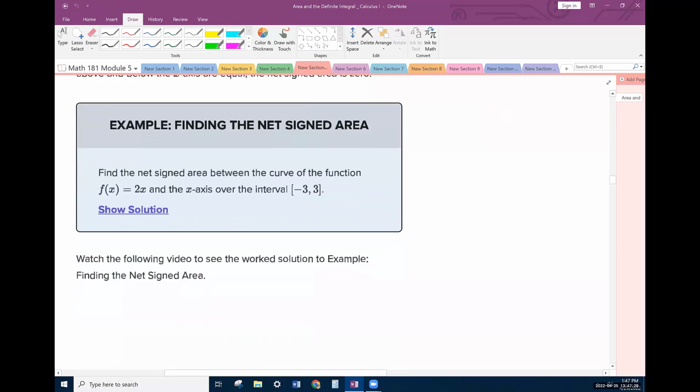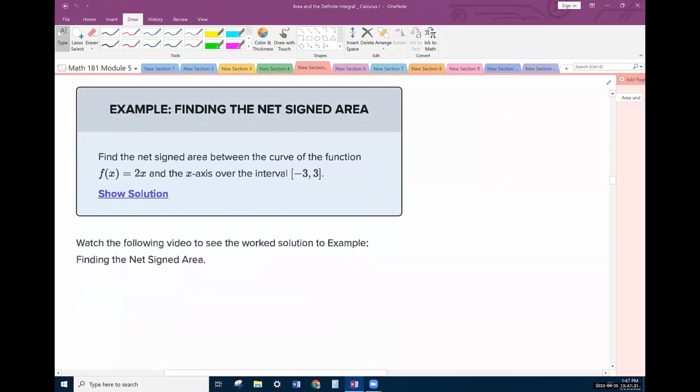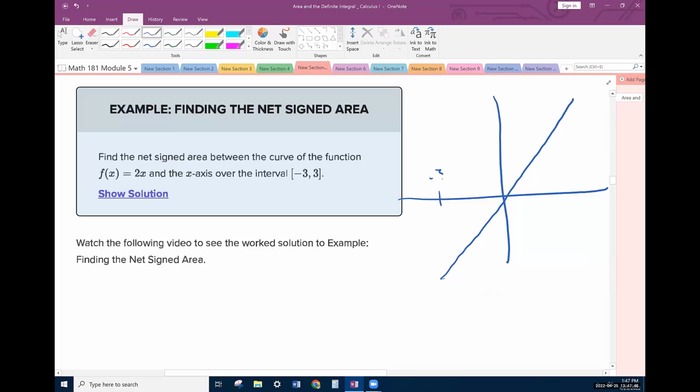So here's an example. Find the net signed area between the curve of the function f of x equals 2x and the x-axis over the interval from -3 to 3. If I draw that, it's going to look something like this, going from -3 to 3. That's going down to like -6, and this would be coming up to +6.